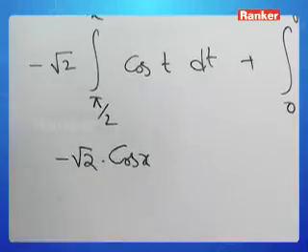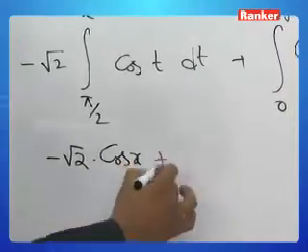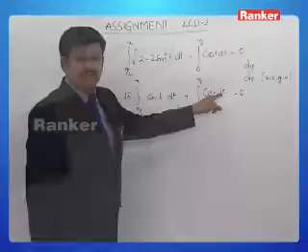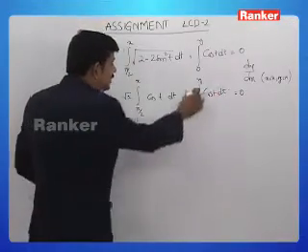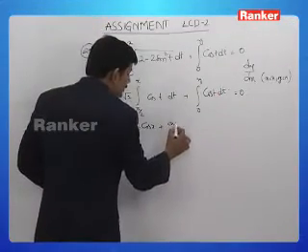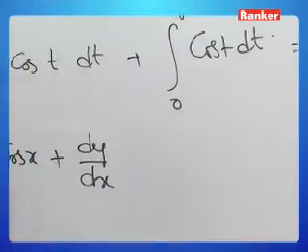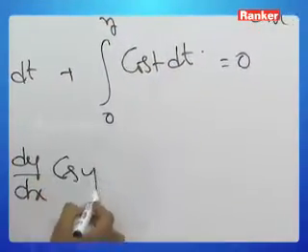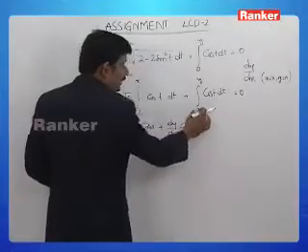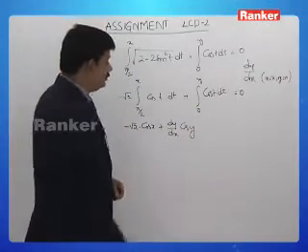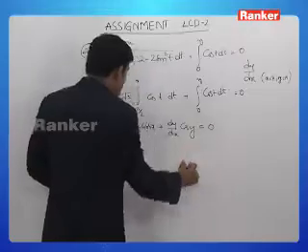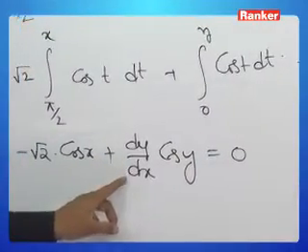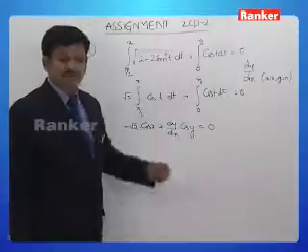So minus root 2 cos x plus, differentiate the integral 0 to y of cos t dt with respect to x. Derivative of the upper limit dy by dx into substituting the upper limit cos y, derivative of the lower limit 0 into whatever is 0. So this equation is minus root 2 cos x plus dy by dx into cos y is equal to 0.